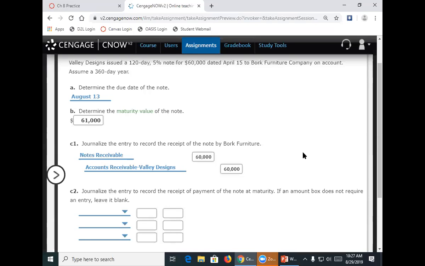Would we never have a name associated with notes receivable? Sometimes, I think. I don't know why they don't there, honestly, because normally we would. It's a good question.